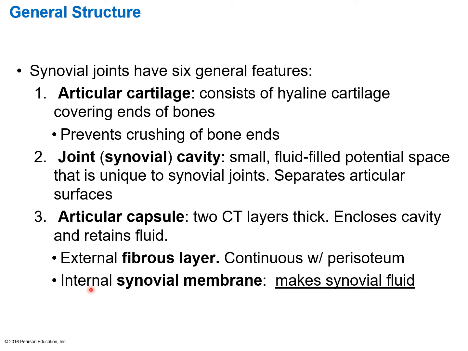The second layer of the articular capsule is called the internal layer. It is the synovial membrane. Now this layer is actually what makes the synovial fluid, and it will secrete the synovial fluid into the joint cavity.